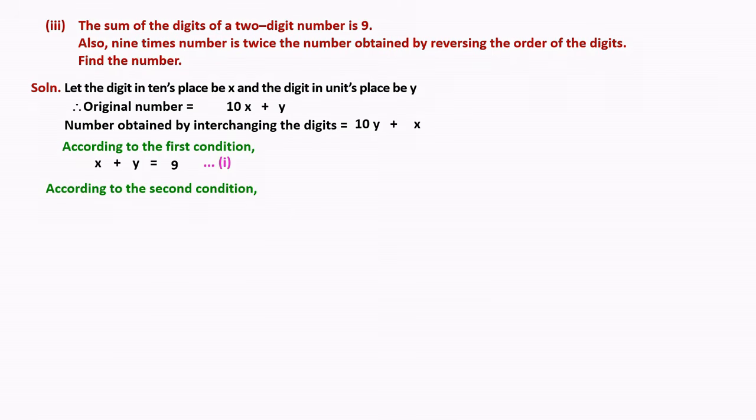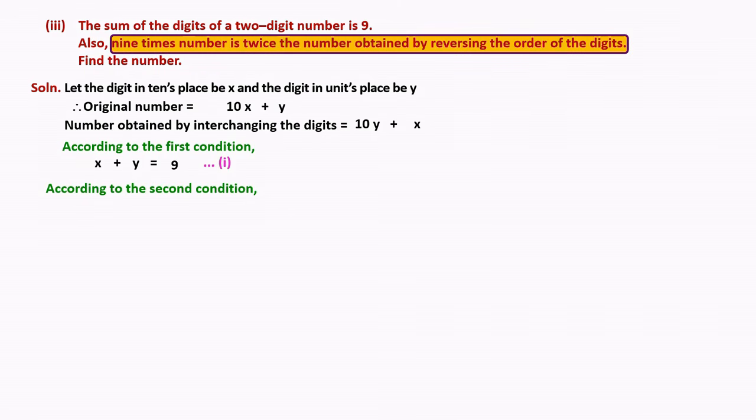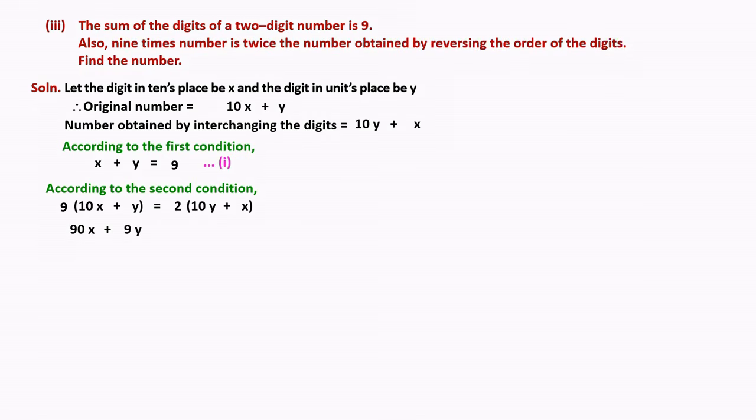According to the second condition, 9 times the number is twice the number obtained after reversing the digits. So, we write 9 into (10x plus y) equals 2 into (10y plus x). Simplifying, 90x plus 9y equals 20y plus 2x. 88x minus 11y equals 0. Dividing throughout by 11, we get 8x minus y equals 0. This is our second equation.